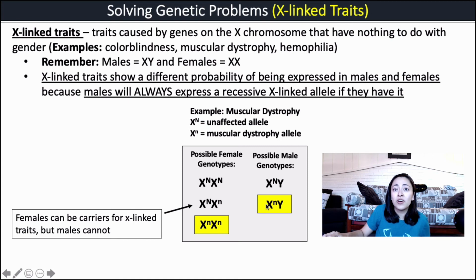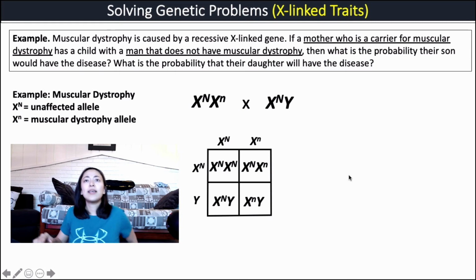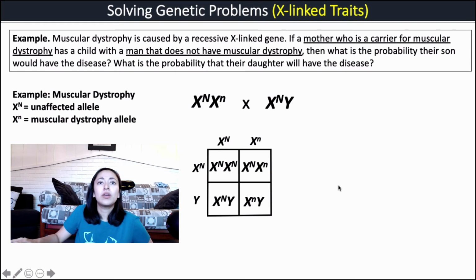If he inherits the recessive allele, he will always express it. He will always have the disorder. There's no way for him to inherit a dominant allele to mask the recessive allele, whereas a female can be heterozygous. She can inherit a dominant and a recessive allele. When we start solving these problems, you're going to start seeing what effect this difference has on the probability of somebody's offspring having a certain X-linked trait. So let's look at this example together, and then I'll give you a couple examples to try on your own.